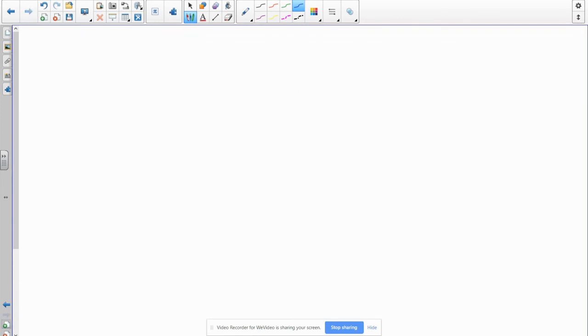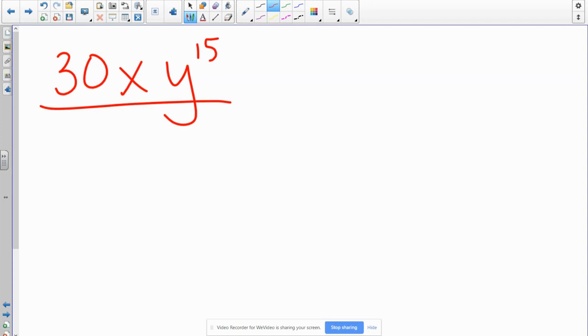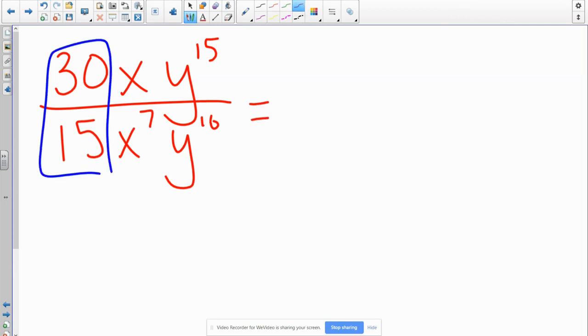Okay, last example. Let's say it's 30x to the first, y to the 15th over 15x to the 7th, y to the 10th. Okay. We're going to combine a lot of things here. So we're going to look at the coefficients. Please just treat them like numbers. So 30 divided by 15, or 30/15, would equal 2.